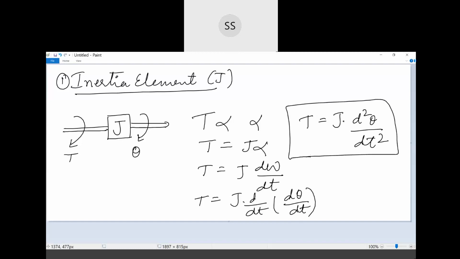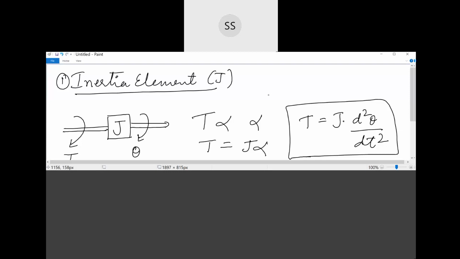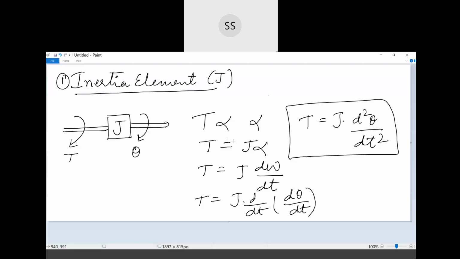Okay. So here whenever the torque T is applied, the moment of inertia will be under angular acceleration alpha. Alpha represents here angular acceleration. So therefore T is proportional to alpha, or T is equal to J into alpha. Okay. But this J into alpha can be further replaced by substituting for alpha.